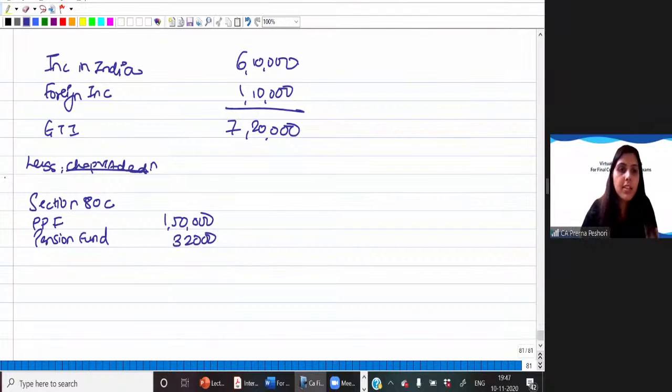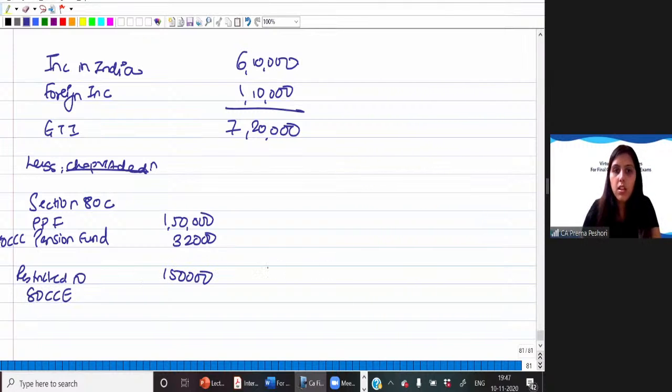This is under 80C, and the pension fund contribution will be under 80CCC, right? The first one is under 80C and the second one is under 80CCC. But the total deduction will be restricted to 1,50,000 as per 80CCE, right? Clear?